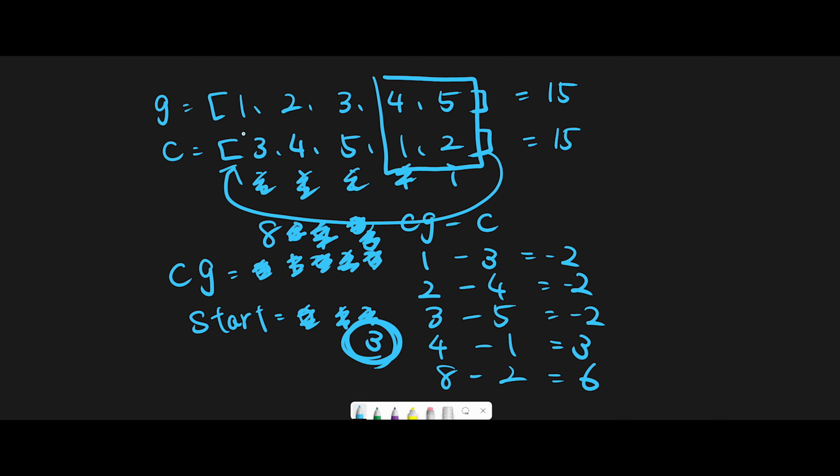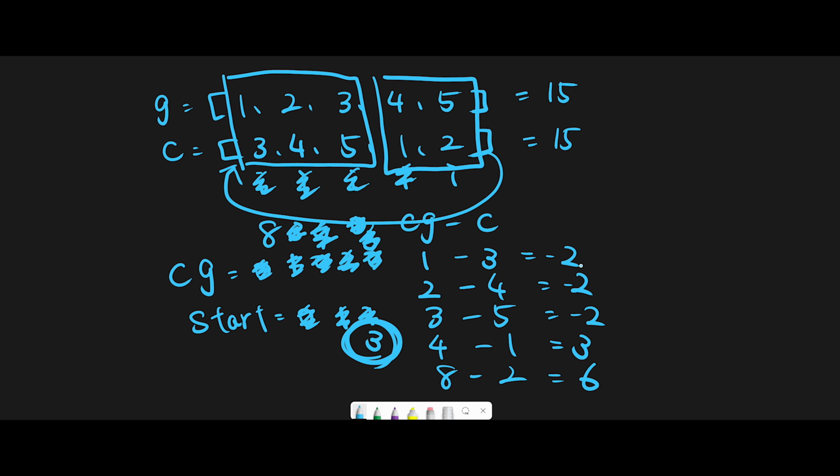In this case, look at the first 3 indexes. Everything is a negative number, right? That means we are short of gas: minus 2, minus 2, minus 2. But from the last 2 indexes, we will get 6 remaining gas, so we can use 6 gas for the first 3 indexes.